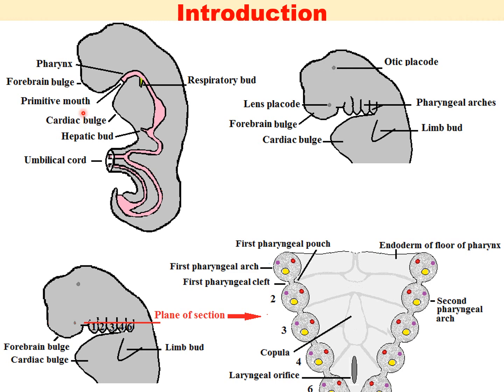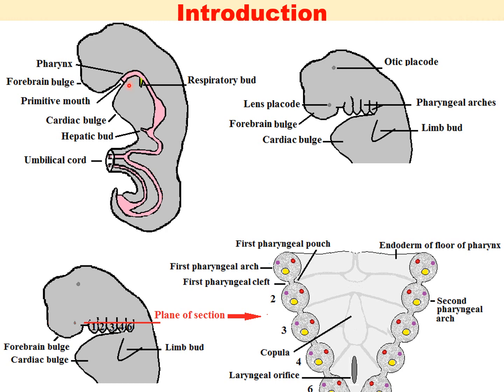Then the mandibular and the neck region appear between the primitive mouth and the developing thorax represented by the cardiac bulge. This occurs through development of branchial apparatus or what is called pharyngeal arches on each side of the cranial part or pharyngeal part of the foregut. So we call the arches pharyngeal arches.